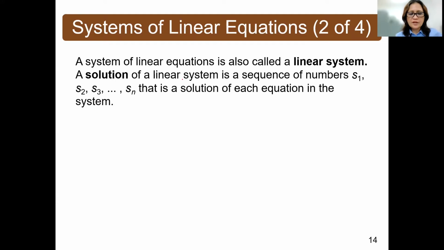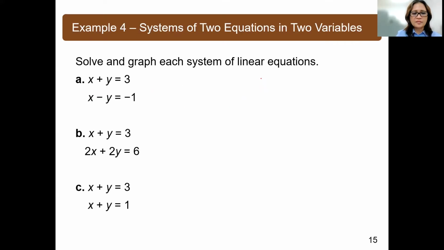Now, a system of linear equations is also called a linear system. A solution of a linear system is a sequence of numbers s sub 1, s sub 2, s sub 3, up to s sub n, that is a solution of each equation in the system.